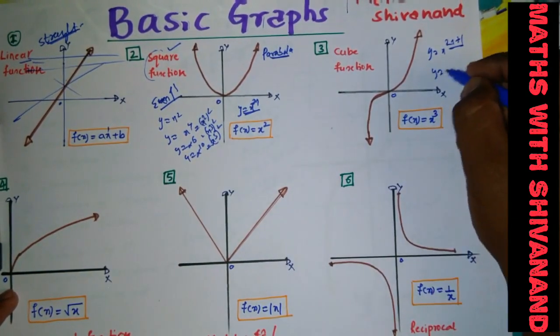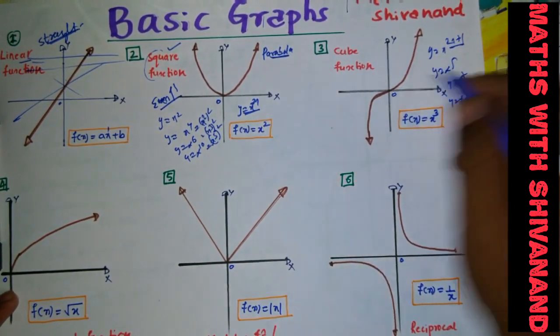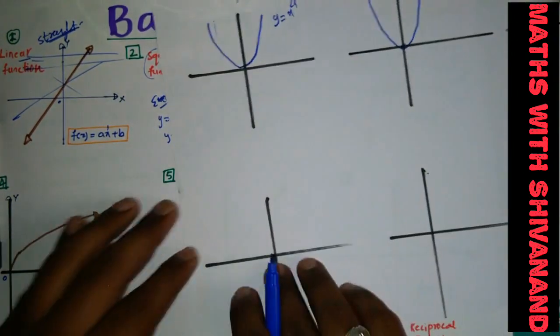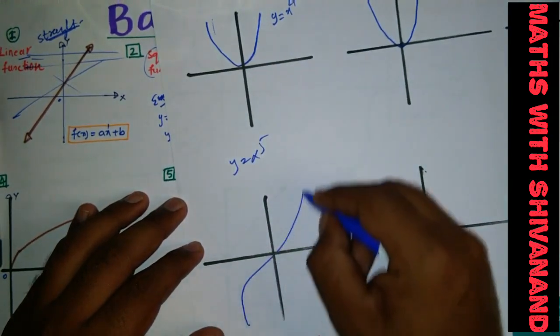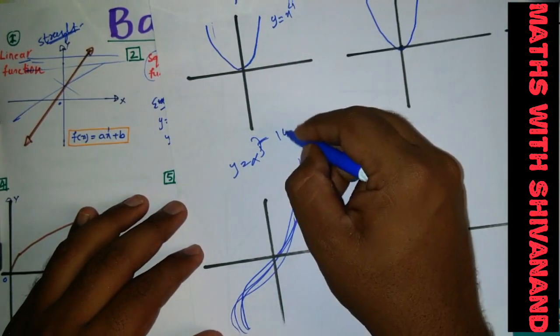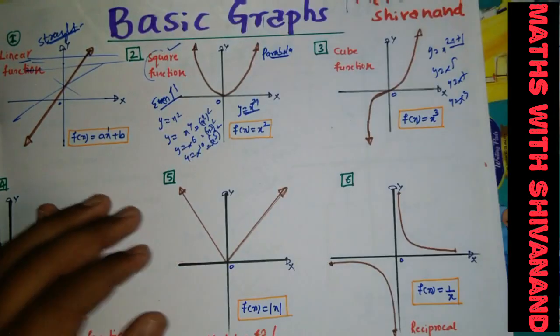So y equals x raised to 5, or y equals x raised to 7, y equals x raised to 9. Any of these would be of this shape only. Remember, if somebody asks you to draw y equals x raised to 5, definitely it is of this kind. x raised to 7, same category. x raised to 9, same. x raised to 1, definitely of this category only. Remember this, students.